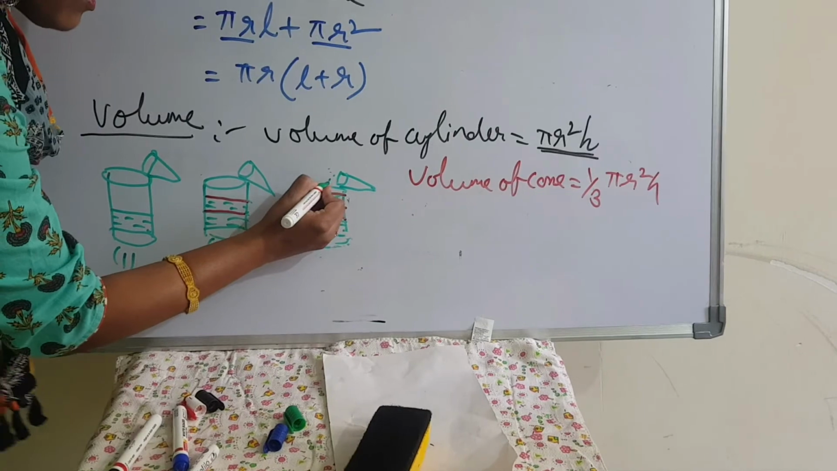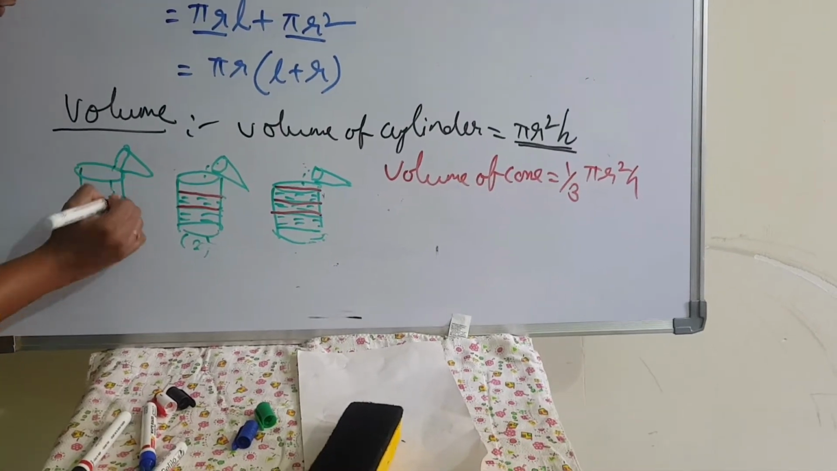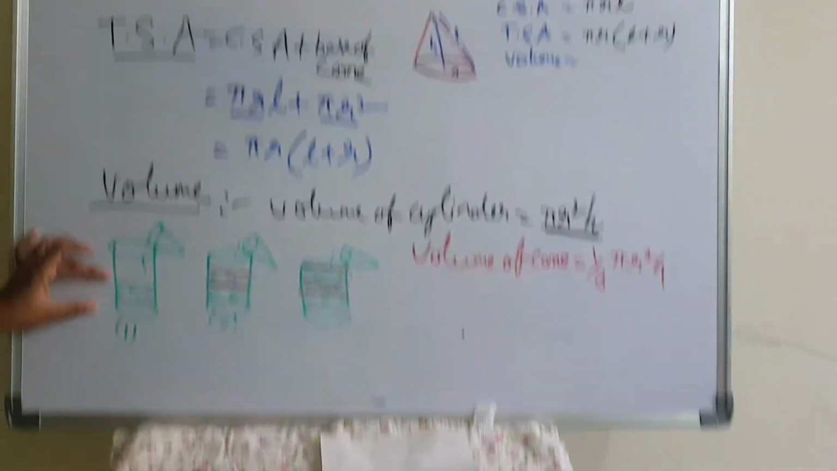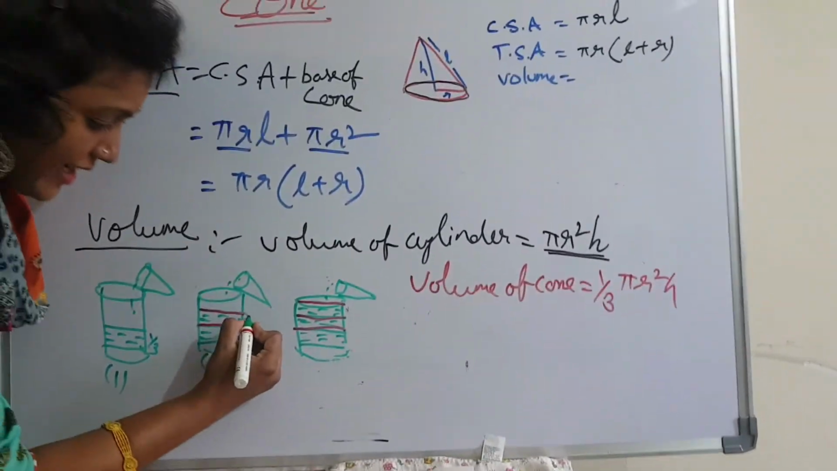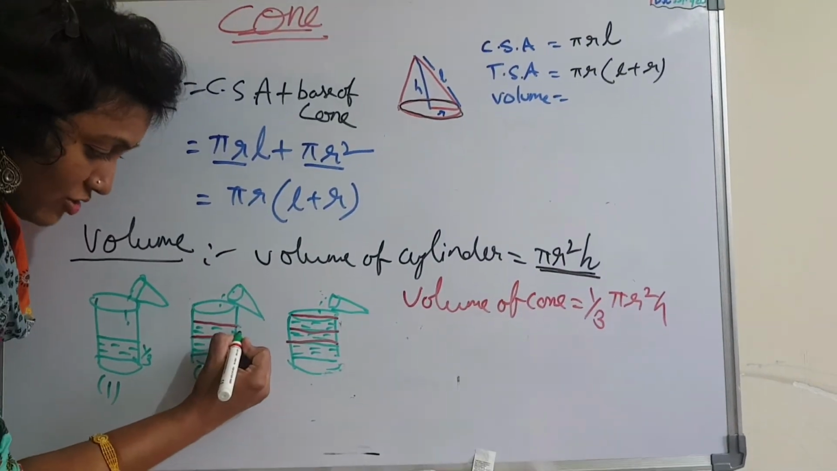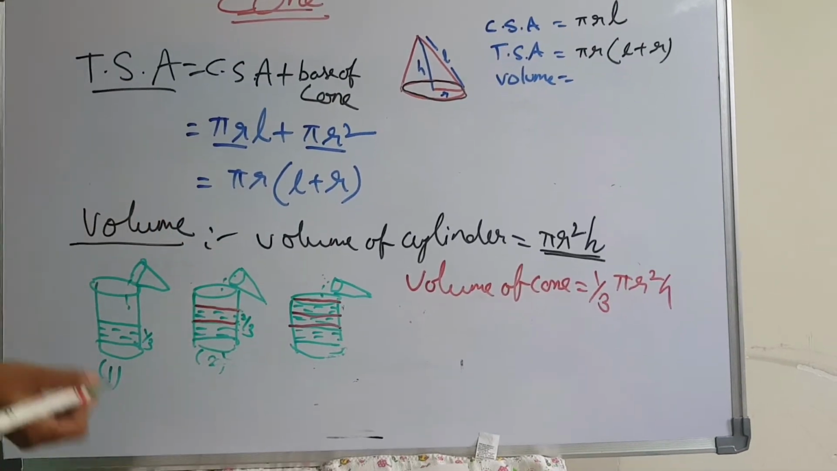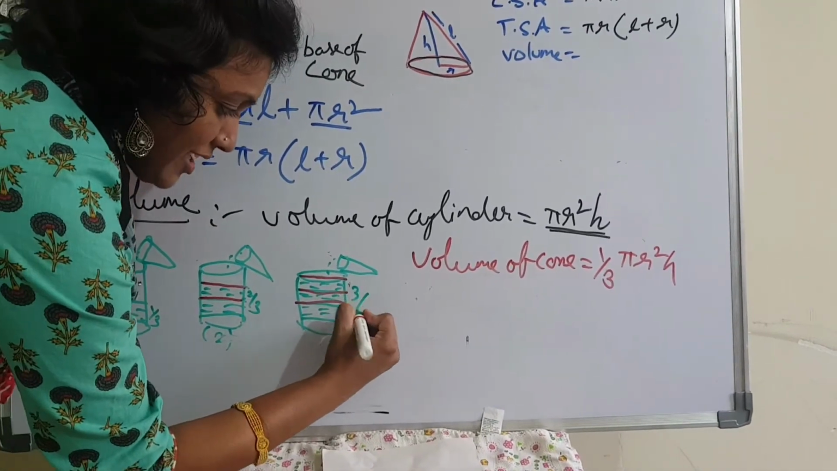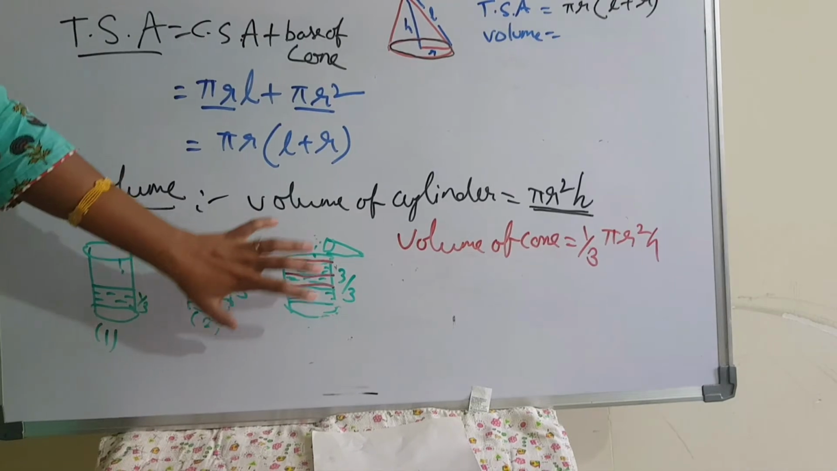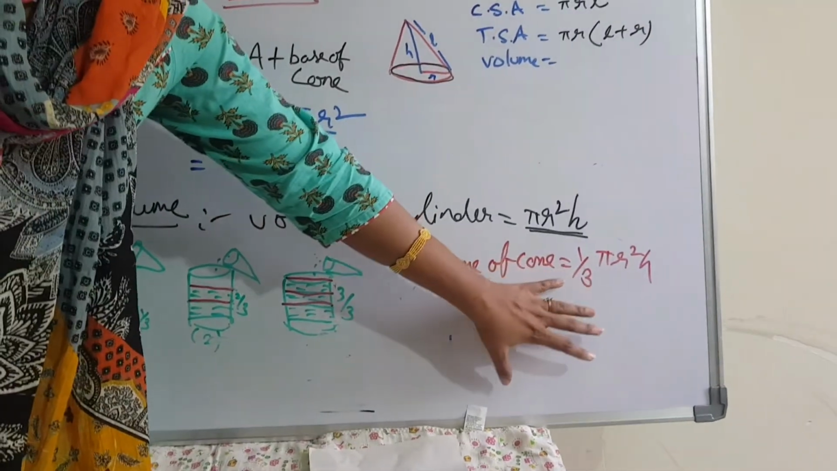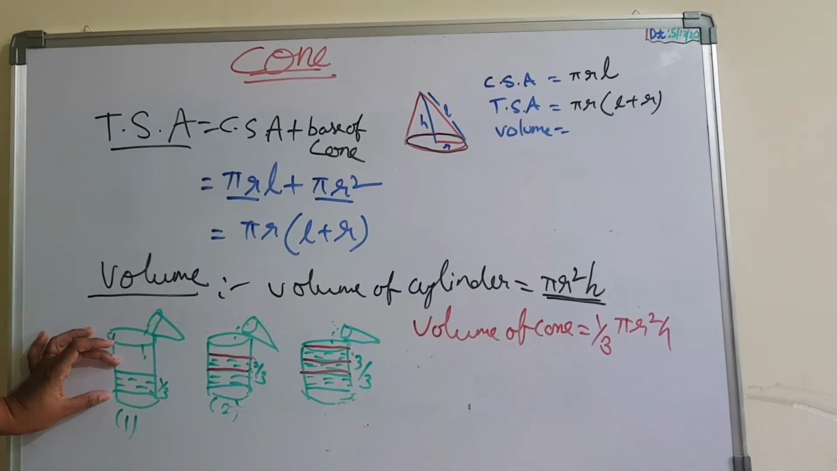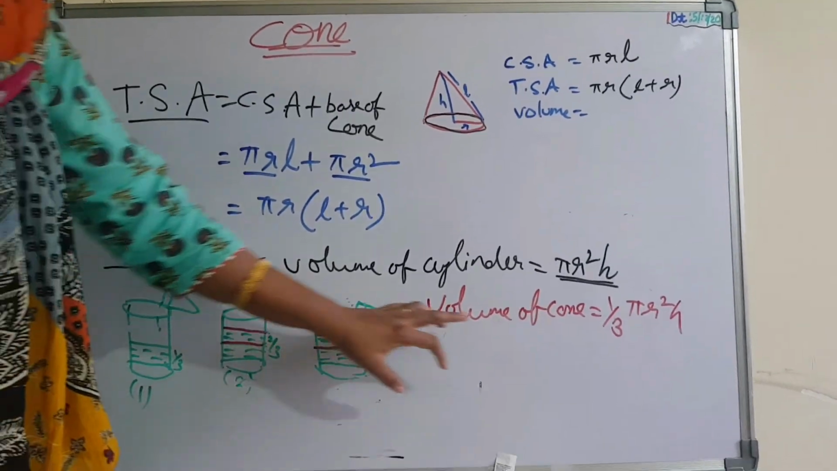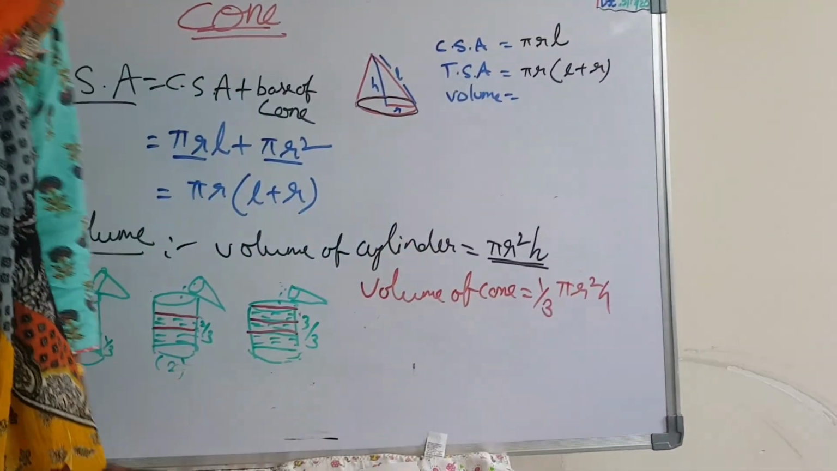If we pour water, the first time it fills one part, 1/3 part. And the second time when we pour again, 2/3 part. When we pour full, 3/3 part. Means 1/3 of the cylinder is one cone. That is nothing but the volume of a cone, 1/3 pi r square h.